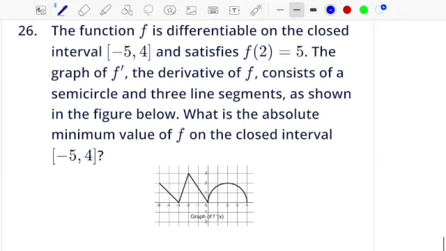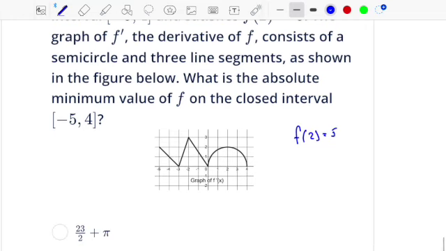Function f is differentiable on the closed interval, satisfies f of 2 equals 5. We've got f of 2 is 5. Graph of f prime, derivative, consists of a semicircle, 3 line segments as shown in the figure. We're going to be adding areas here. What's the absolute minimum value of f? So absolute minimum value is going to occur when the first derivative is 0 or an endpoint.